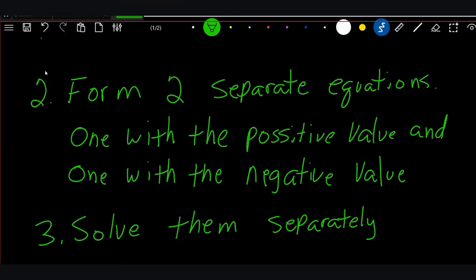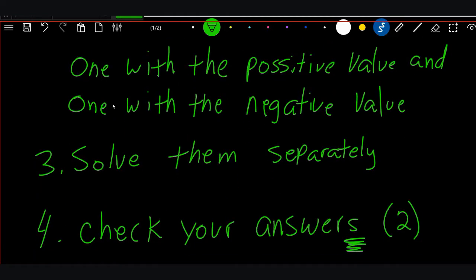The second thing that we see here is we want to form two separate equations, one with the positive value and one with the negative value. Just like I said, in an absolute value, the x could potentially be a positive or a negative. And so we have to solve the equation with both of those possibilities. We're going to solve them separately. You're going to solve the positive one separately. You're going to solve the negative one separately.